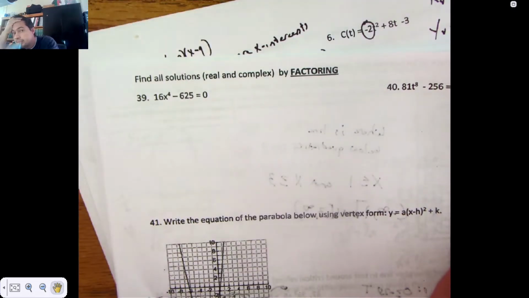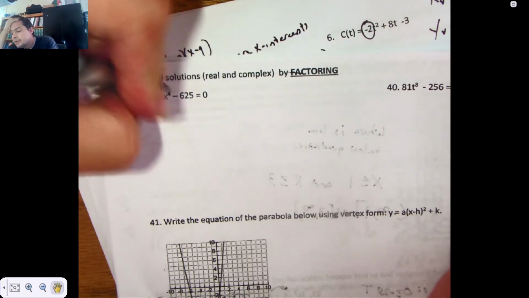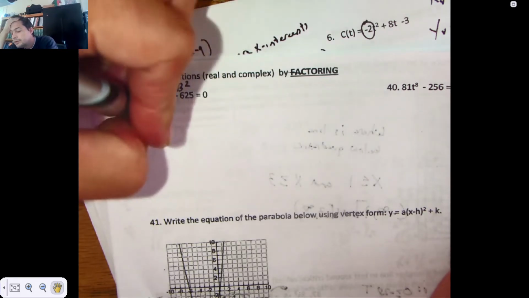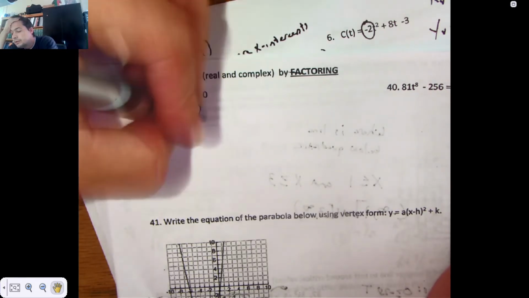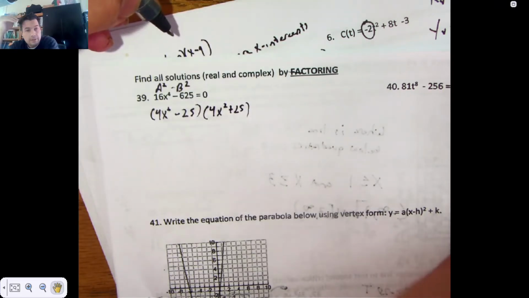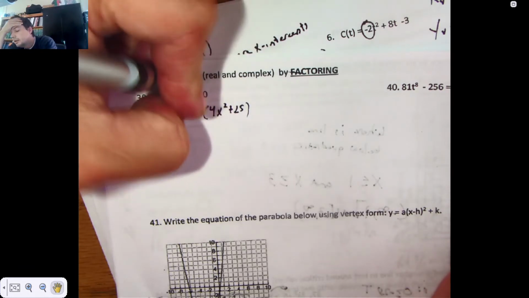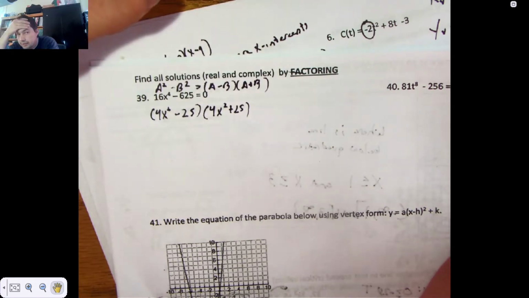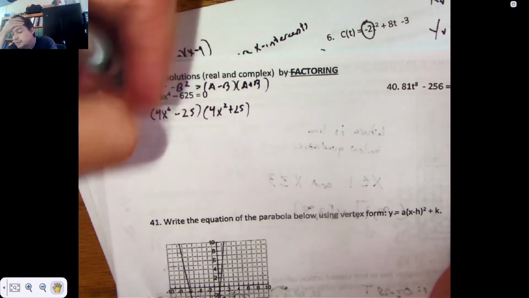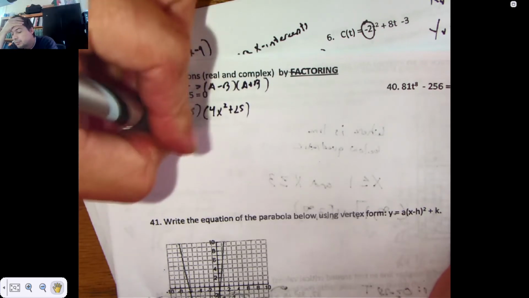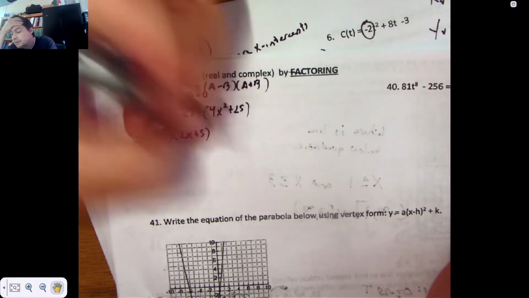So this says find all solutions, real and complex, by factoring. What I see is something squared minus something squared. I see a 4x squared take away 25 times a 4x squared plus 25, because I know how something squared minus something squared factors. It factors as a minus b times a plus b. But wait, there's more. This piece will factor. It is 2x minus 5, and it is also 2x plus 5. This piece is done.